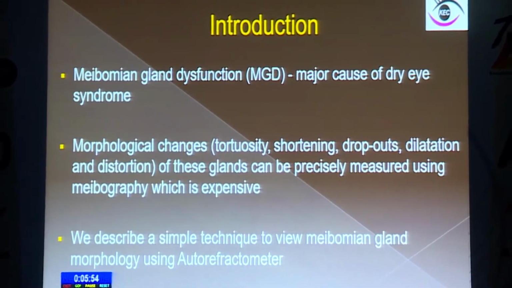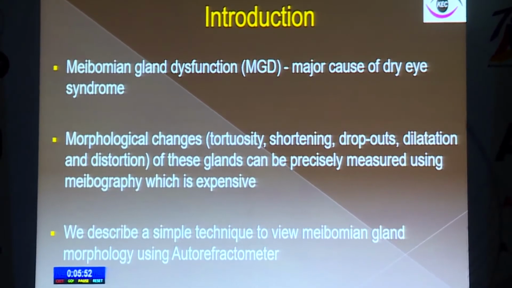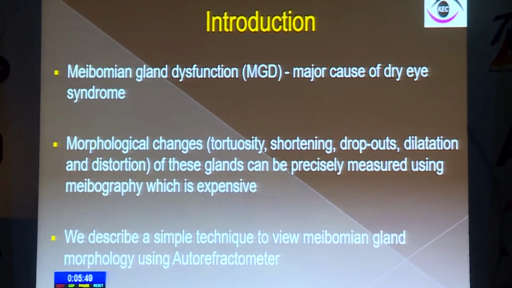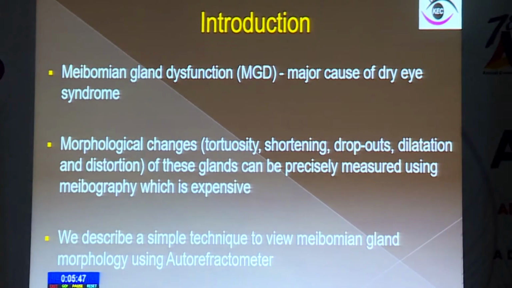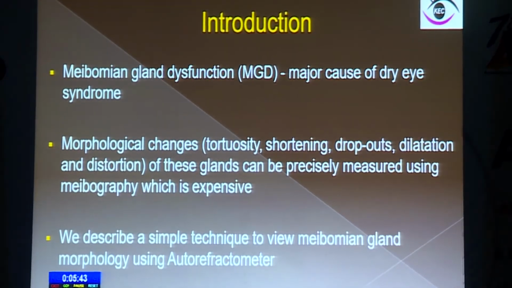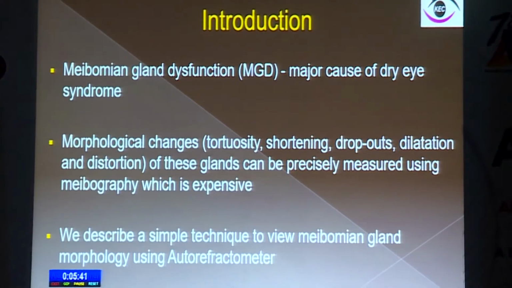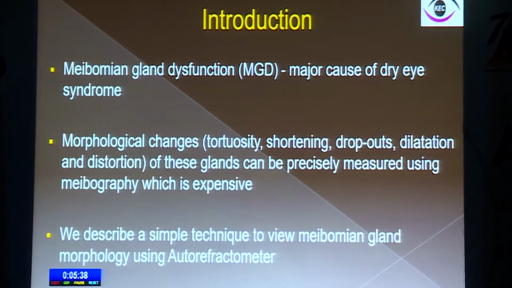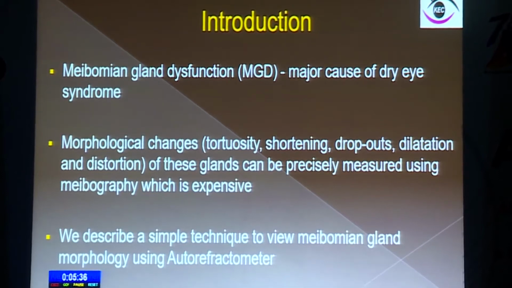So meibomian gland dysfunction is a major cause of dry eye syndrome. Morphological changes include tortuosity, shortening, dropouts, dilatation and distortion. These can be precisely measured using meibography, which is a very expensive tool, and it would be available only in major institutes.